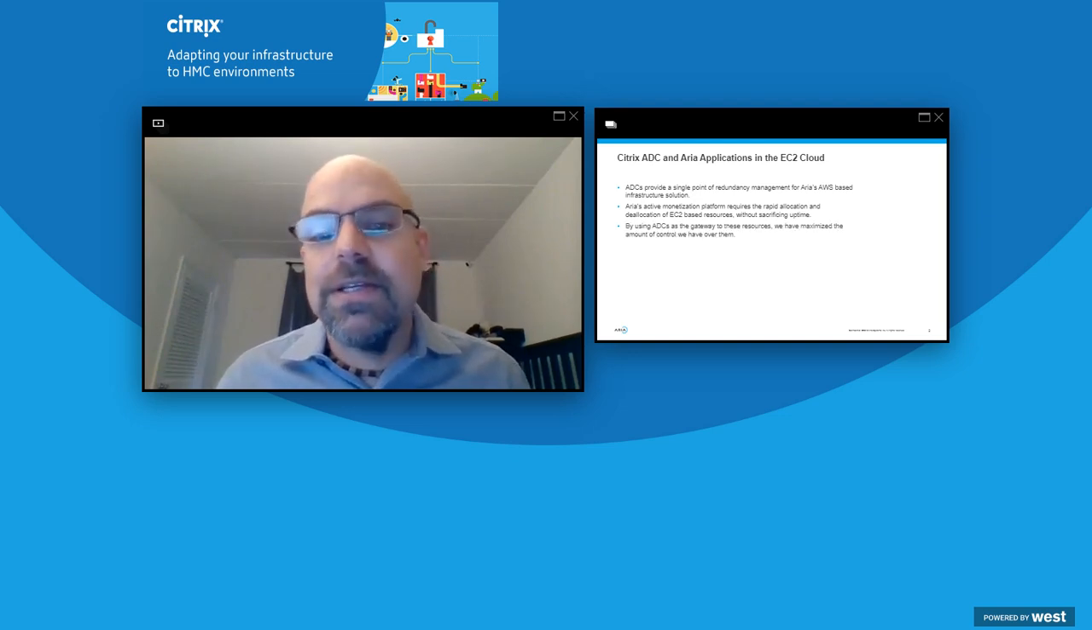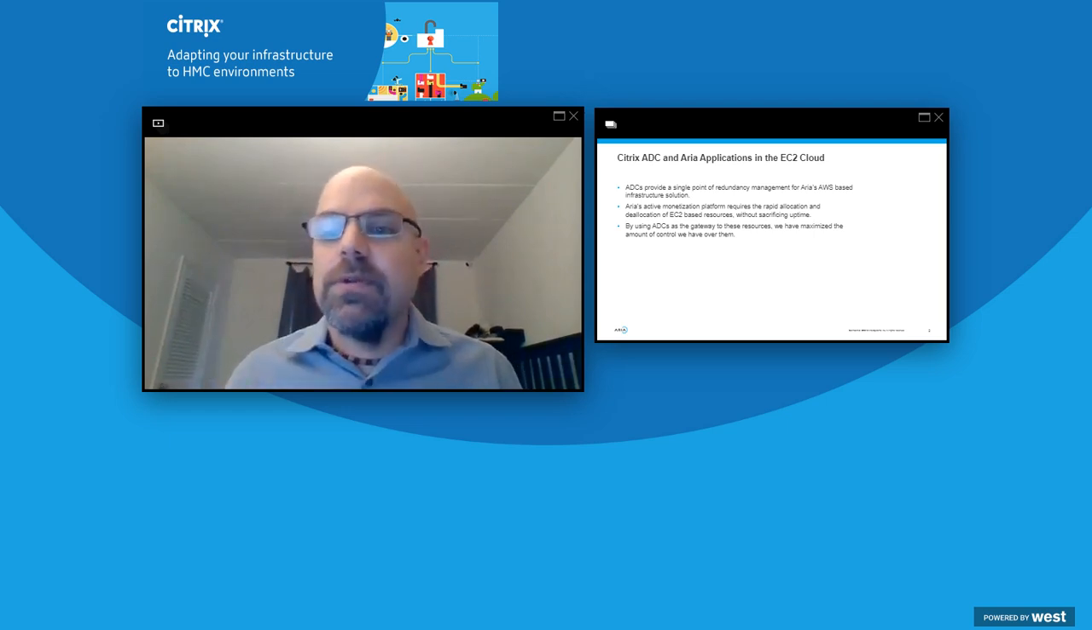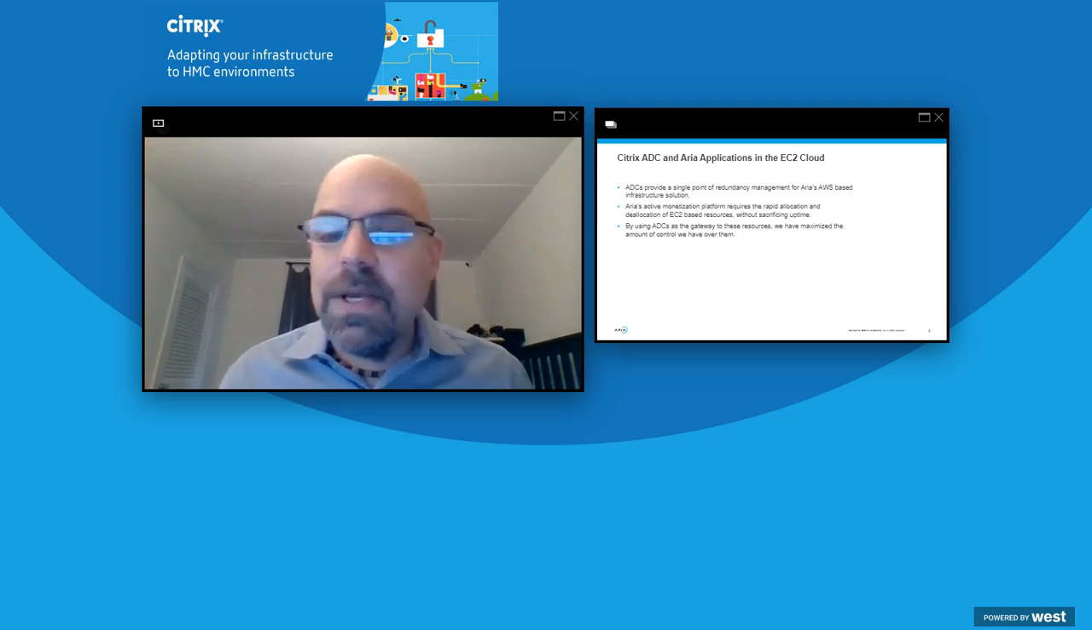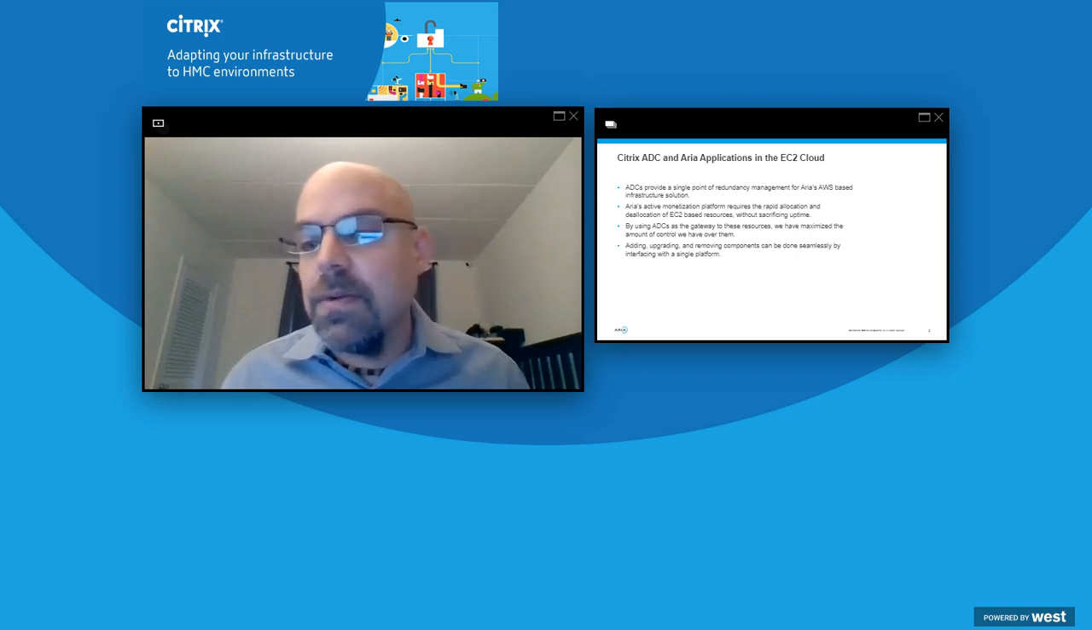So by using the ADCs as the gateway to all these resources, John and Abhilash already touched on these points earlier, basically maximize the amount of control you have over those resources. So by adding, upgrading, and removing components, it can be done seamlessly by interfacing with the single platform, and that platform being the NetScaler ADC.